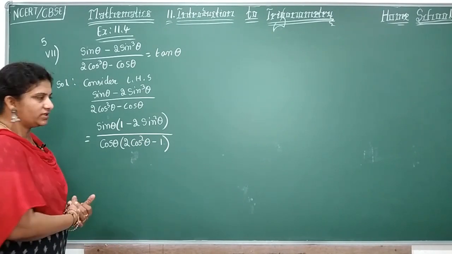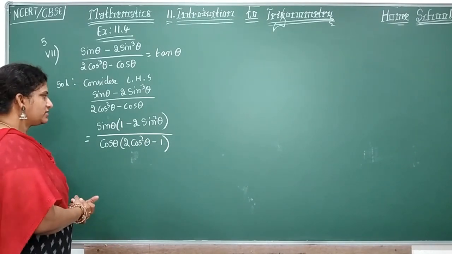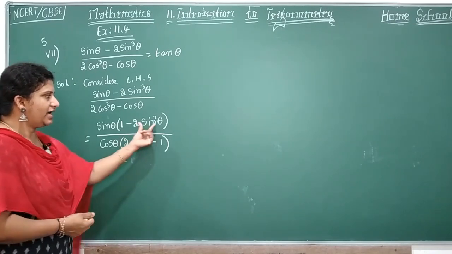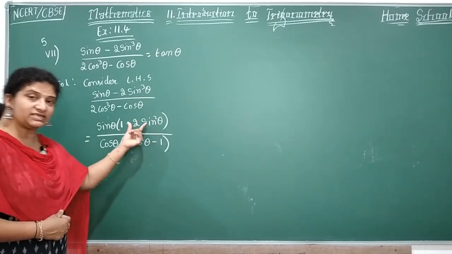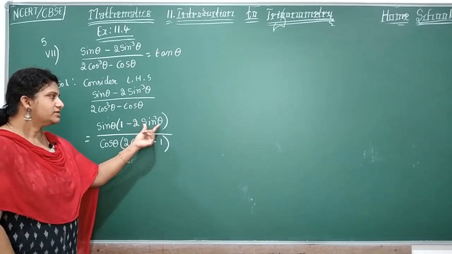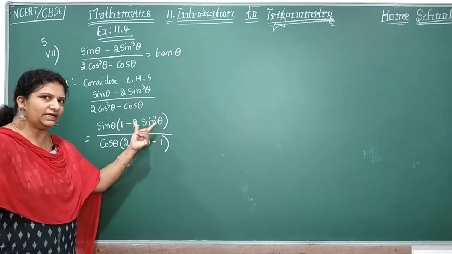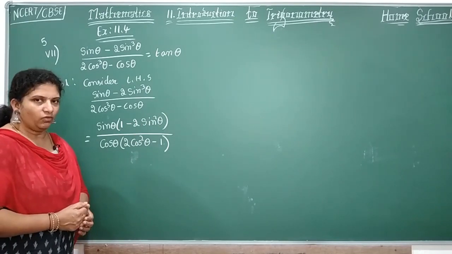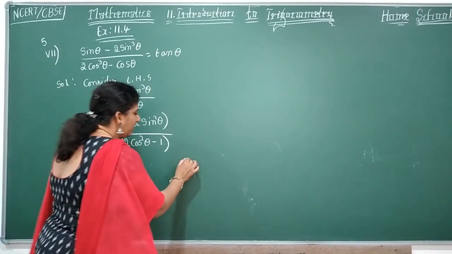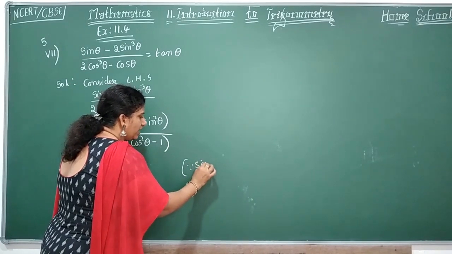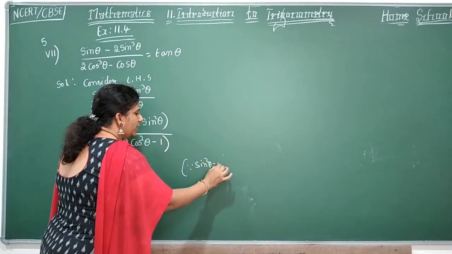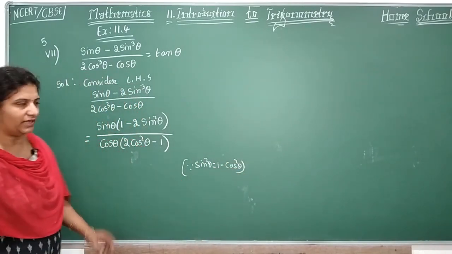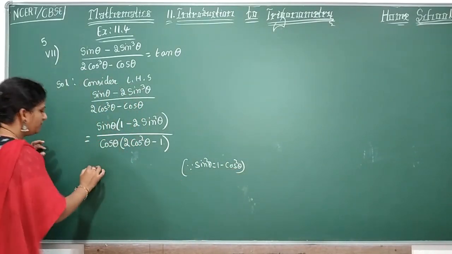Now again, how can I do this? No, I cannot, so I need to change something here. Have a look clearly. Yes, I got the point. What is this? Sin square theta. Which identity, children? Sin square theta plus cos square theta is equal to 1. So sin square theta is equal to 1 minus cos square theta. I can rewrite that, so let's continue here.